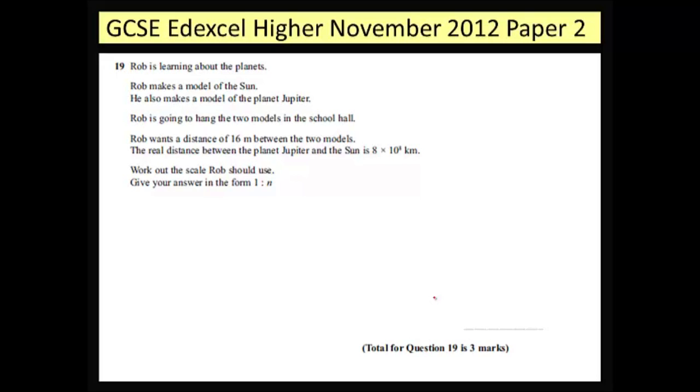He wants a distance of 16 metres between his 2 models in the school hall. The real distance is 8 times 10 to the power 8 kilometres. Work out the scale Rob should use in the form 1 to n.